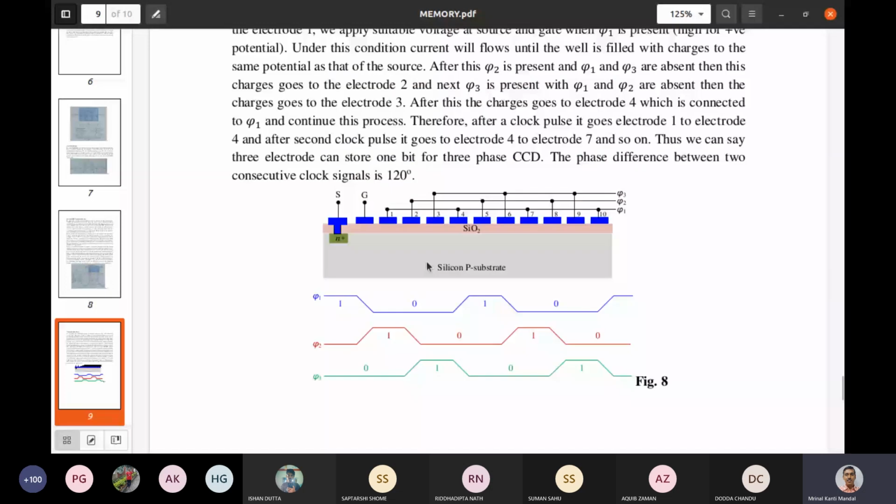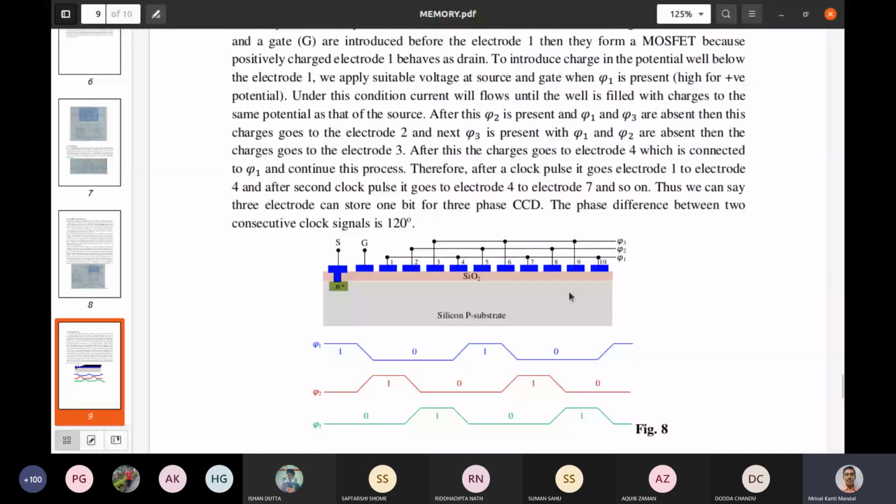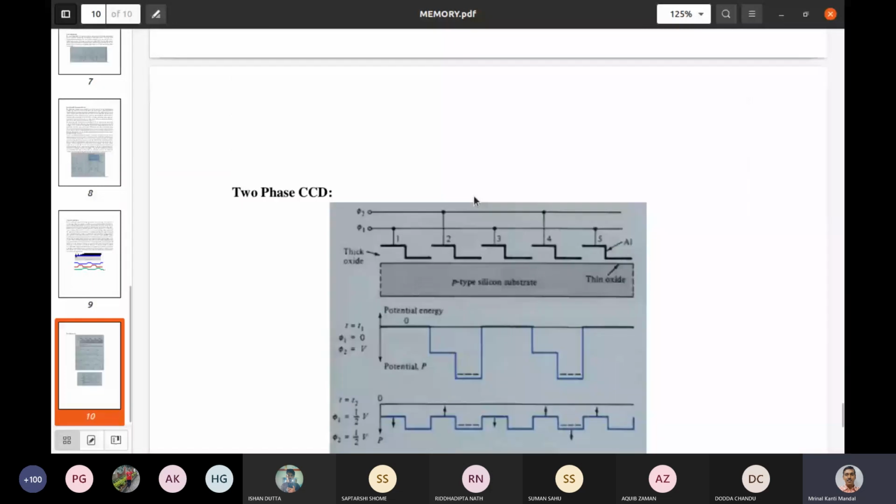That is the structure and operation of three-phase CCD. Now we consider the two-phase CCD. In case of two-phase CCD, only two clock signals are needed, and then a potential well is created. Suppose, for example, at t equal to t1, the potential well is present below the electrodes 2 and 4, and in both 2 and 4 there is a charge present.